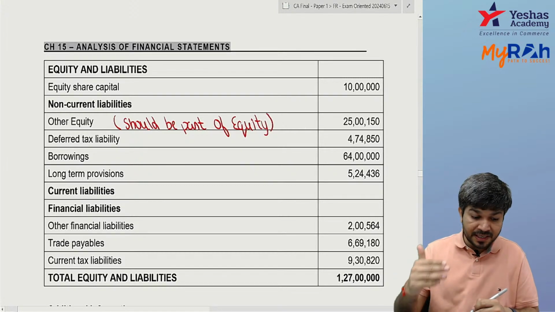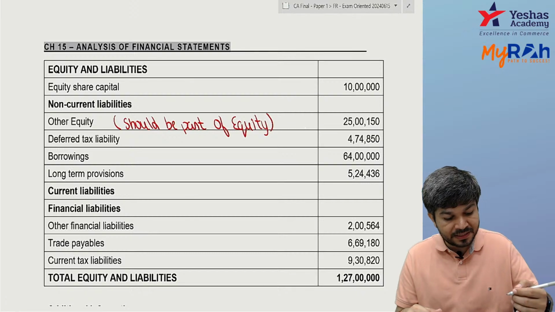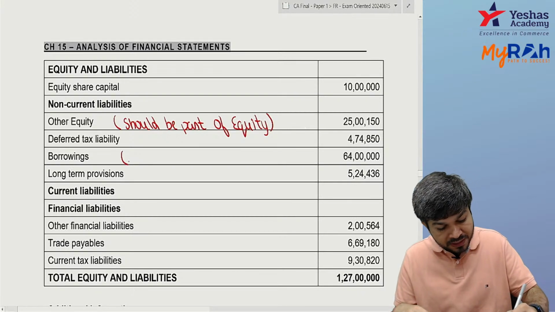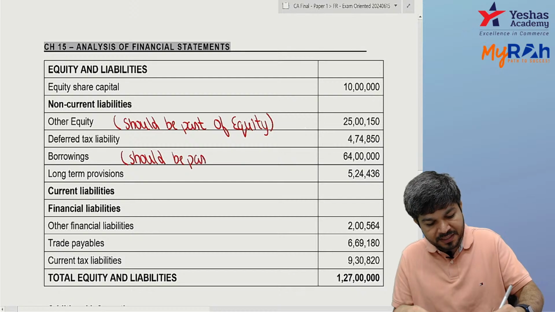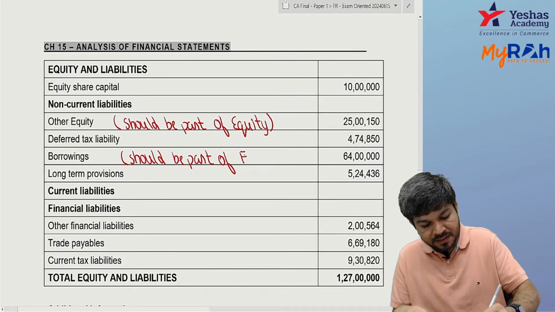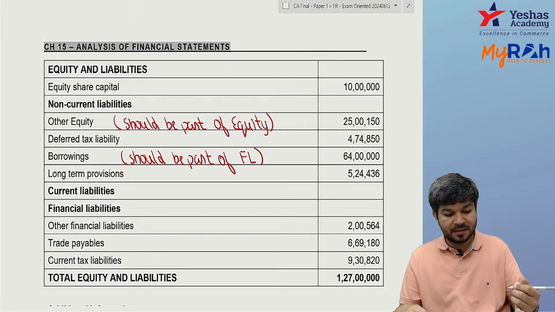Then comes liability. Under liability, there's non-current liability. Under non-current liability, deferred tax liability and borrowing should be part of financial liability. There should be a heading financial liability under non-current liability. Under current liability, they've given other financial liability, trade payable, current tax liability.